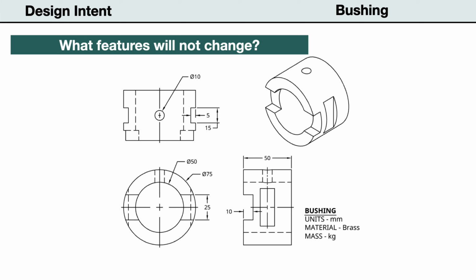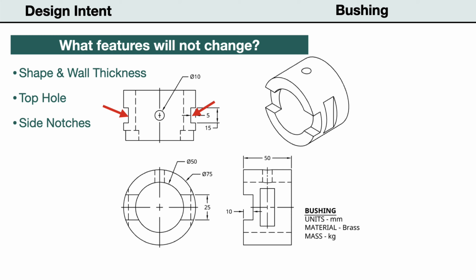Next, we need to identify the features that should remain unchanged when the part is revised. In this case, the general shape and wall thickness should remain unchanged. The size and location of the top hole should remain centered on the top. The size and location of the side notches are unchanged, as well as the size and location of the front notches. The part should maintain its symmetry when revised.